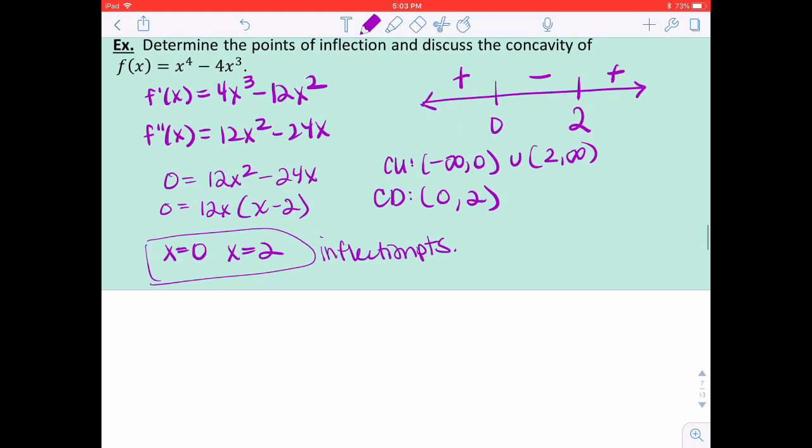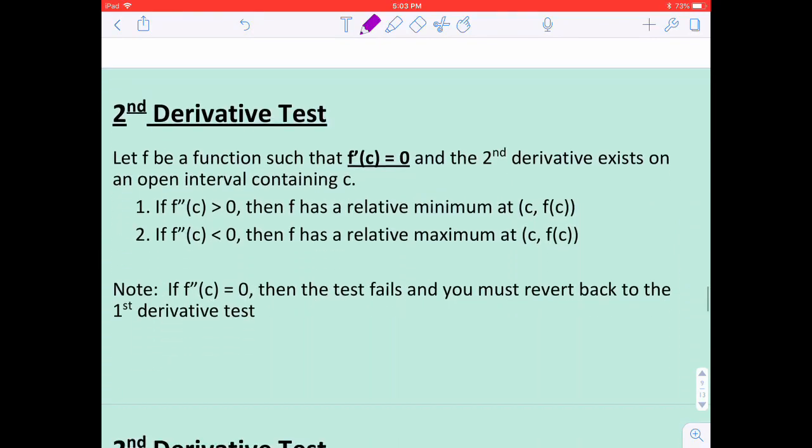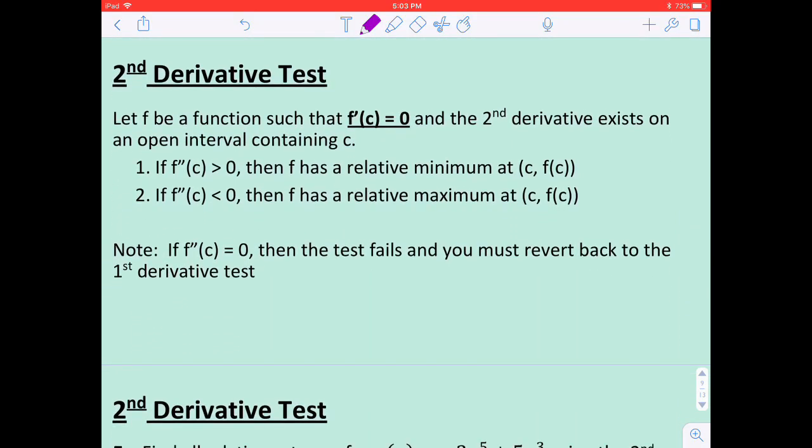All right, so that was concavity. Let's go to the second derivative test. The second derivative test says, let f be a function such that the derivative is equal to 0, and the second derivative exists on the open interval containing c. So if f double prime of c is greater than 0, then f has a relative minimum at c, f of c.